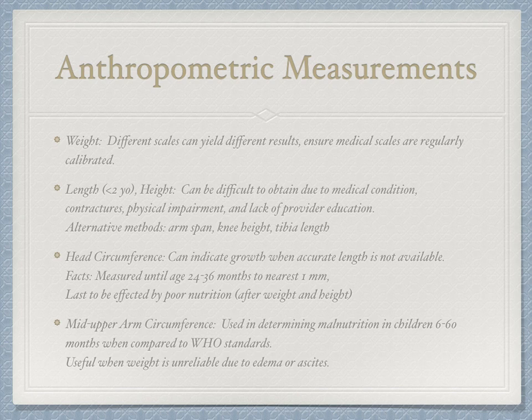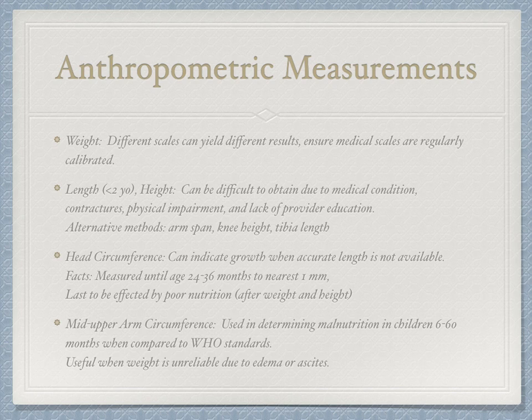The next anthropometric measurement to look at is length and height. These are probably the most inaccurate measurements that you see in pediatrics. And this is for many different reasons. It could be due to a medical condition, contractures, physical impairment, and a lack of provider education.